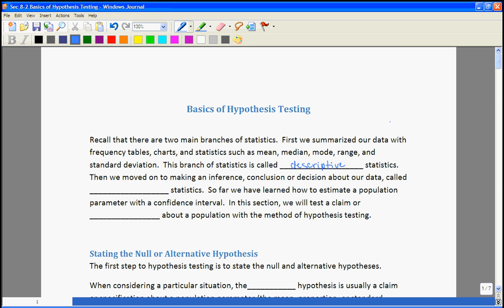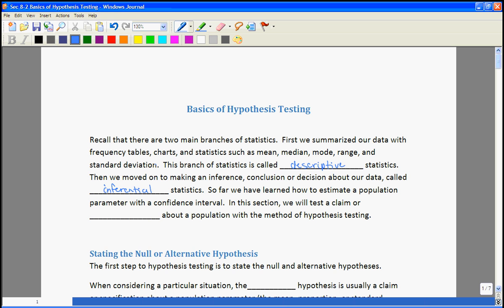Then we moved on to making an inference, conclusion, or decision about our data called inferential statistics. And the first thing we learned with inferential statistics was how to estimate a population parameter with a confidence interval. So we were able to say with a certain level of confidence that this interval contained the true mean or the true proportion that we were interested in.